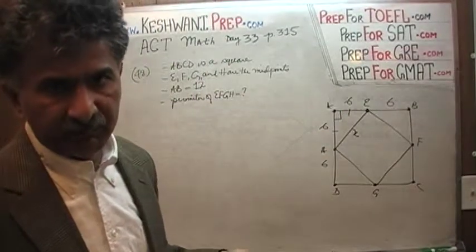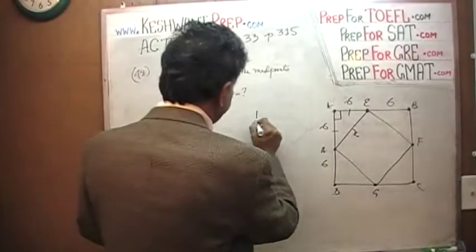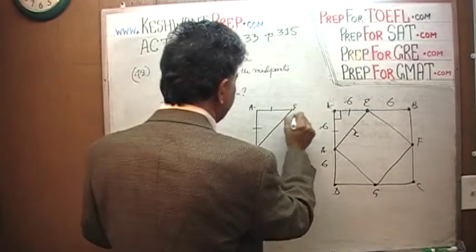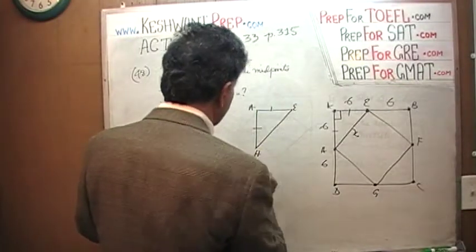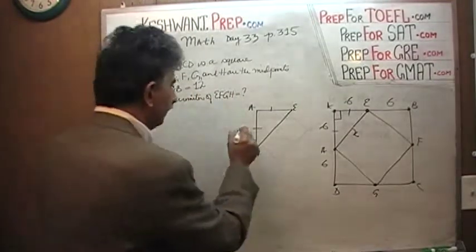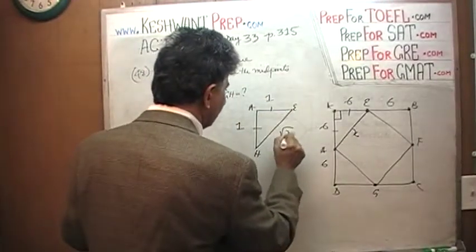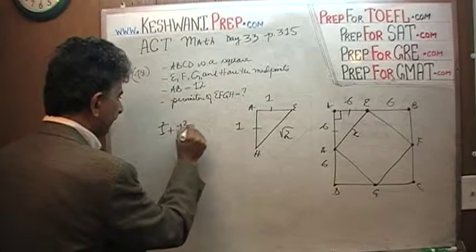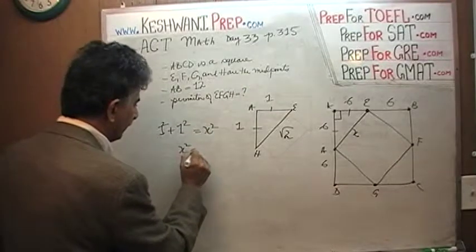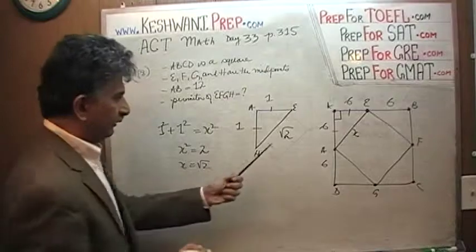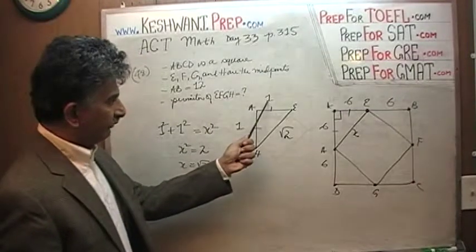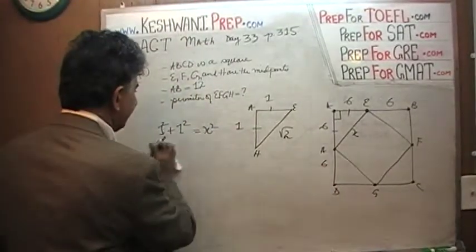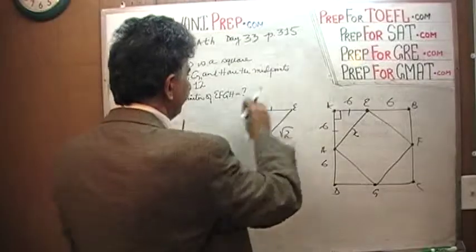In a 45-45-90 triangle the sides are in the ratio of 1, 1, root 2, because 1 squared plus 1 squared equals x squared, and therefore x squared equals 2, and x equals root 2. Except instead of 1 and 1, we have 6 and 6. So nothing changes. It is simply 6 times root 2.